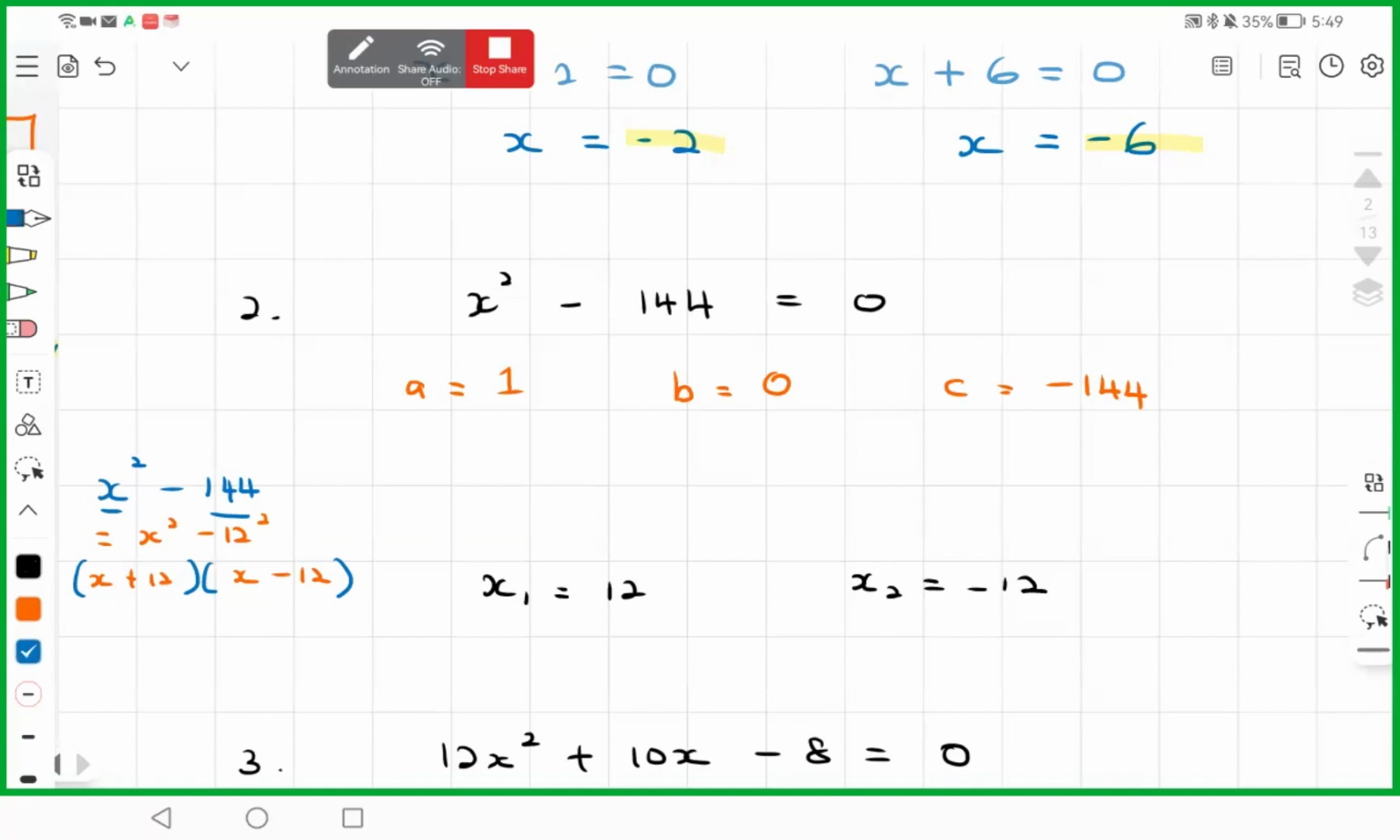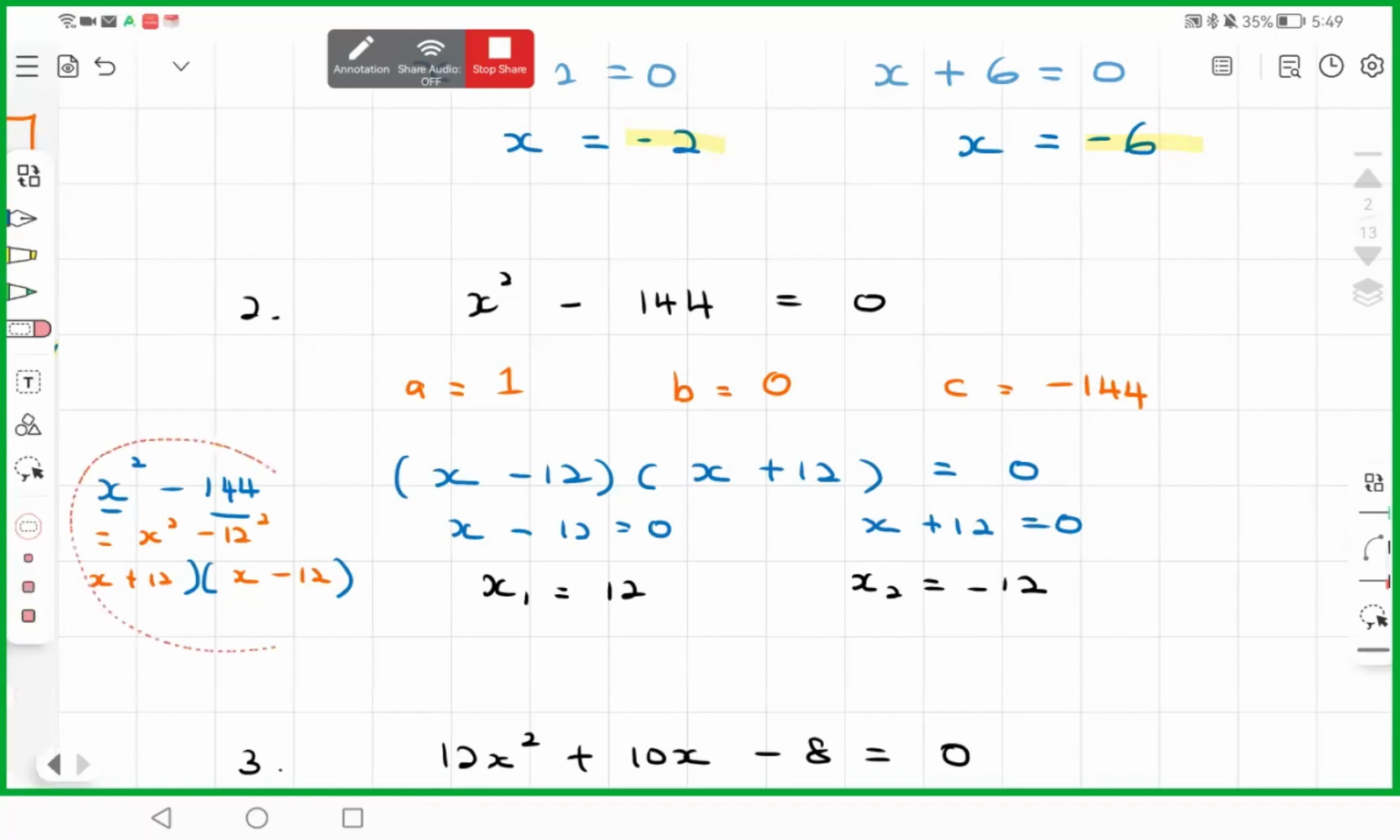Reverse, so we will get x minus 12 in the first bracket, and x plus 12 in the second. Exactly the same. Then you can just write equal to 0. So x1 equals positive 12, and for the second bracket, the second answer will be negative 12. Just like that only. Simple, right?